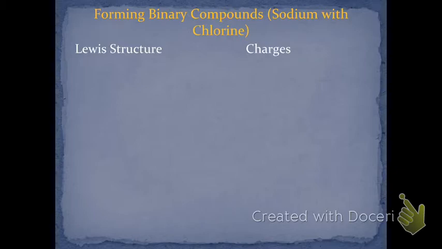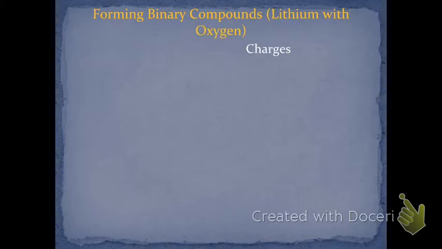All right, our next one. We're doing lithium with oxygen. Lithium is in group 1, so therefore it has 1 valence electron. It wants to get to 0, so lithium is going to be a +1 charge. Oxygen has 6 valence electrons. It's closest to 8. All it needs to do is add 2 more electrons. Adding 2 more electrons makes it more negative. So therefore, we have lithium +1 and O -2.